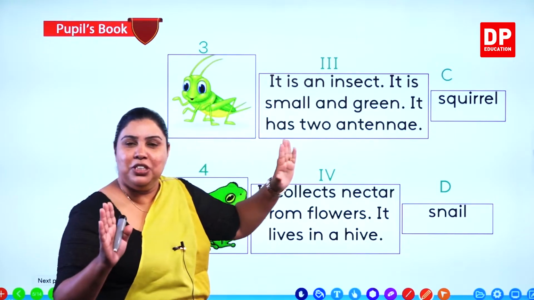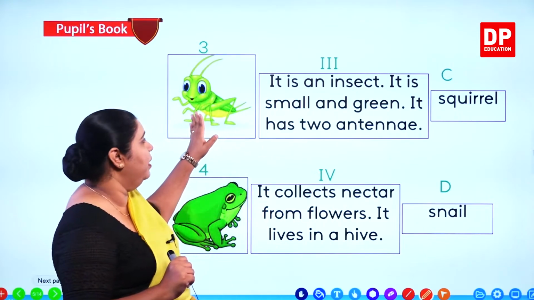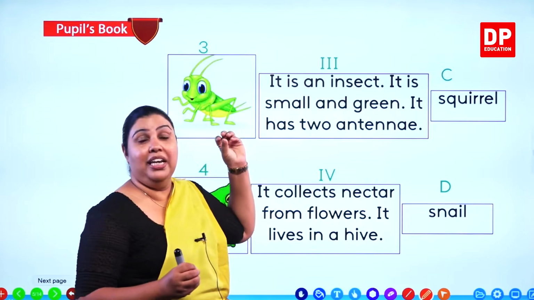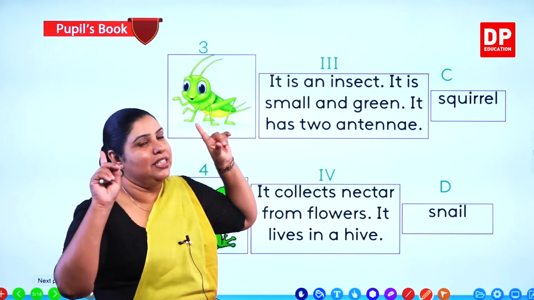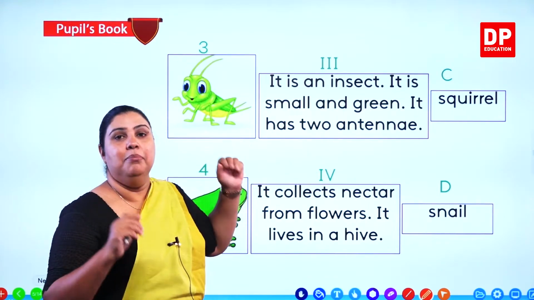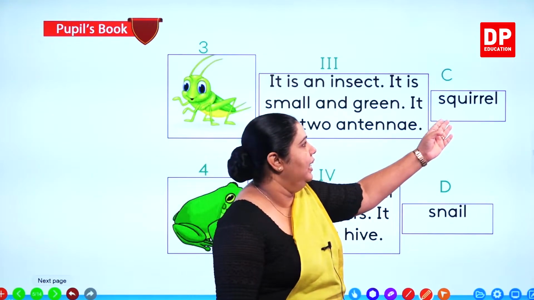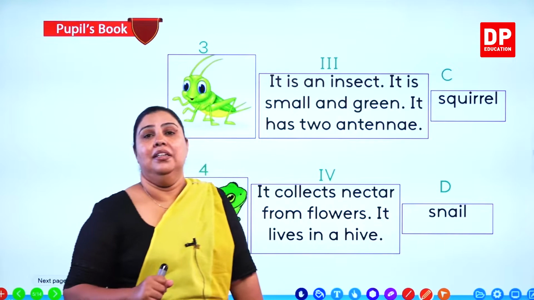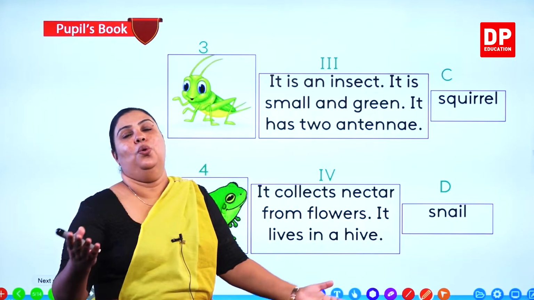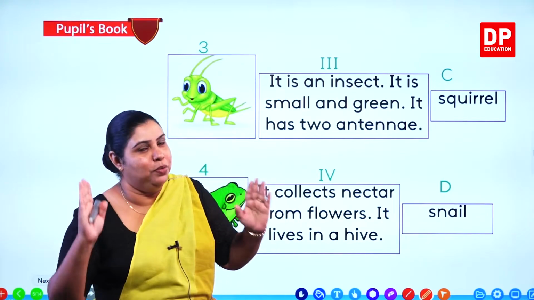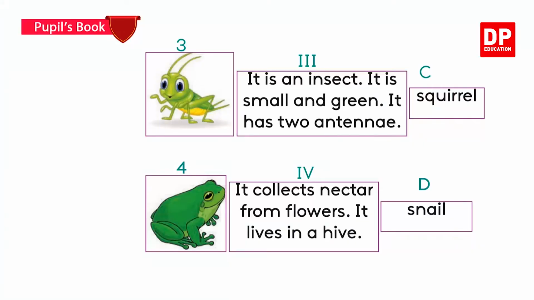So the description is right. We have the grasshopper, which is an insect, and the color is also green and it's small and it has 2 antennas. That's right. But then what about the name? The name says, let us see, squirrel. Is that a squirrel? No, that is wrong. It's a grasshopper. So that is also wrong. We have to put them in the correct order. We'll read and see. There are some more pictures.